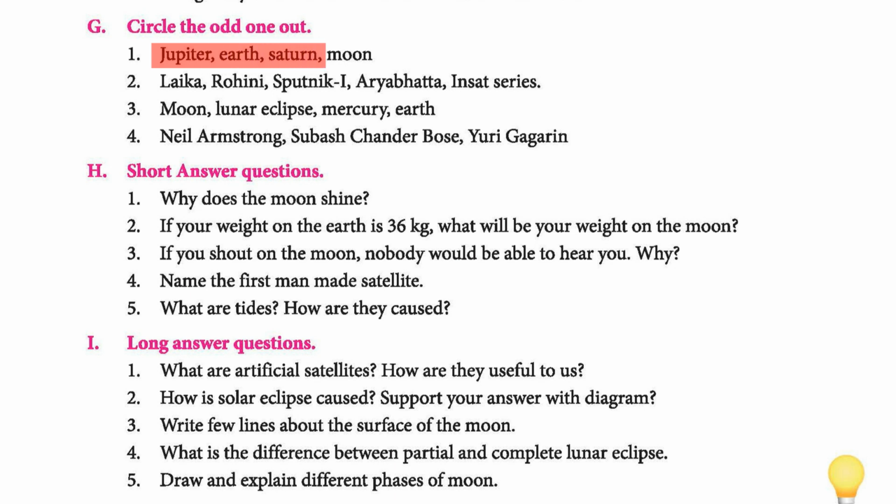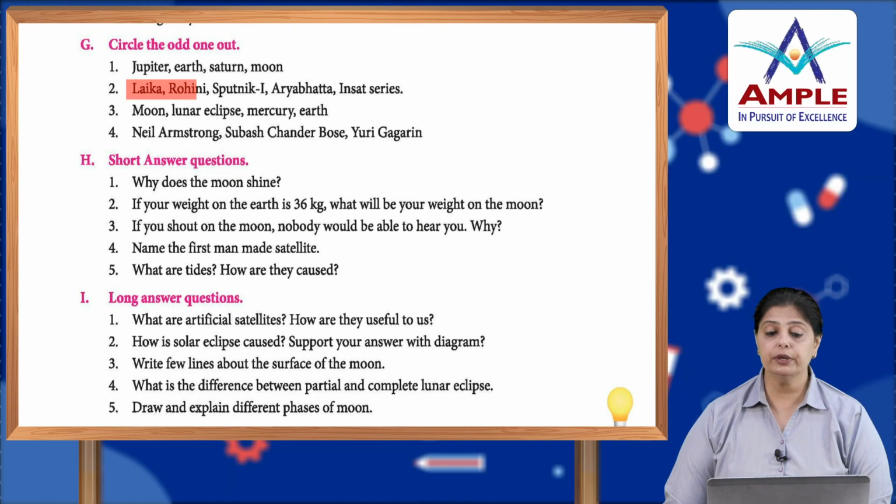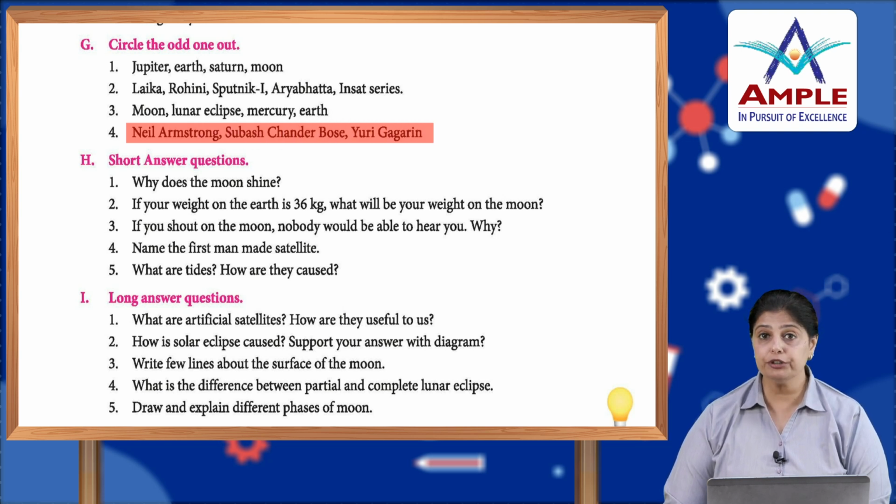Now, circle the odd one out. Jupiter, Earth, Saturn or moon? It is the moon because it is a satellite. Rest all are the planets. Laika, Rohini, Sputnik 1, Aryabhat, INSAT series. It is Laika. Laika was the dog. Moon, lunar eclipse, Mercury or Earth. Which is the odd one here? It is the lunar eclipse. Neil Armstrong, Subhash Chandra Bose or Yuri Gagarin? It is Subhash Chandra Bose.